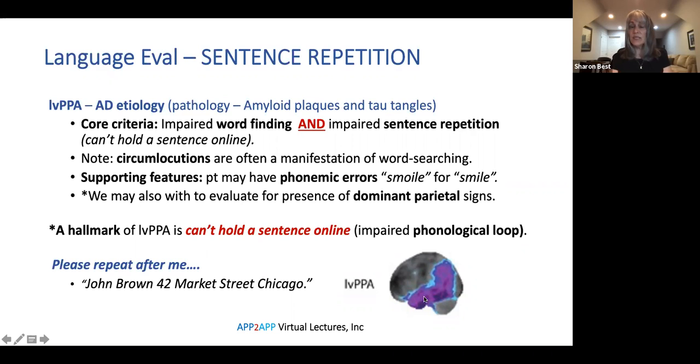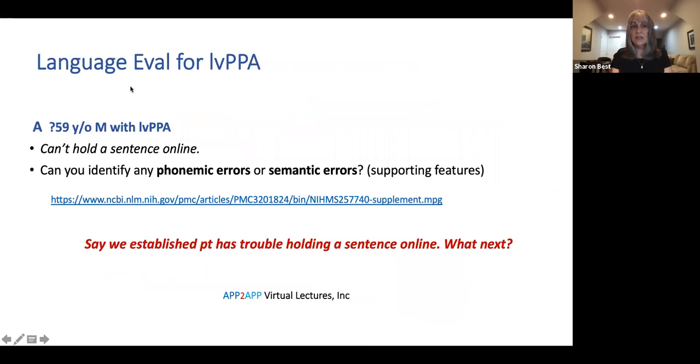Again, because we expect that pathology is starting here and spreading this way. So this would be the dominant parietal lobe, the left parietal lobe. Most patients are right-handed. So that hallmark again is they can't hold that sentence online. So this is the way we would check: ask them to repeat a sentence. Let's take a look at, I'm not sure how old this gentleman is. I just found this clip on the internet, but he has a logopenic PPA.